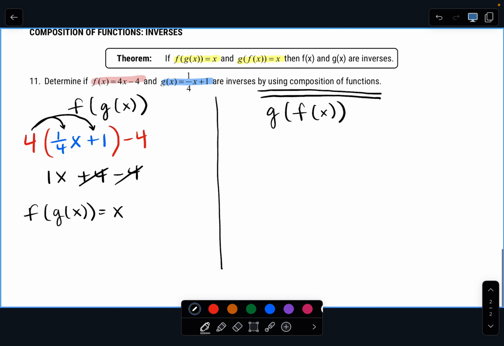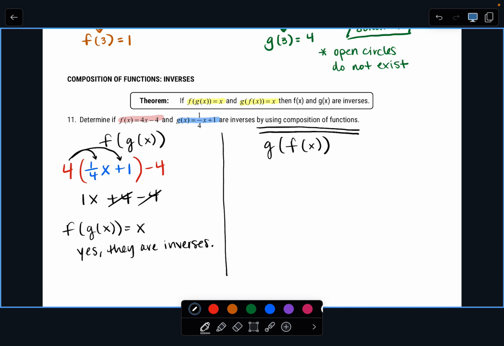If you end up with a single positive x, it cannot be negative, it can't be x plus 1, it can't be 2x, it can't be x squared. Single positive x, you say, yes, they are inverses. Wait, can you say that again? So if you plug one function into the other function and you end up with a single positive x, you say, yes, they are inverses. Now I'm going to show you the other direction and how it will work either way. CT, I'll answer your question in a minute.